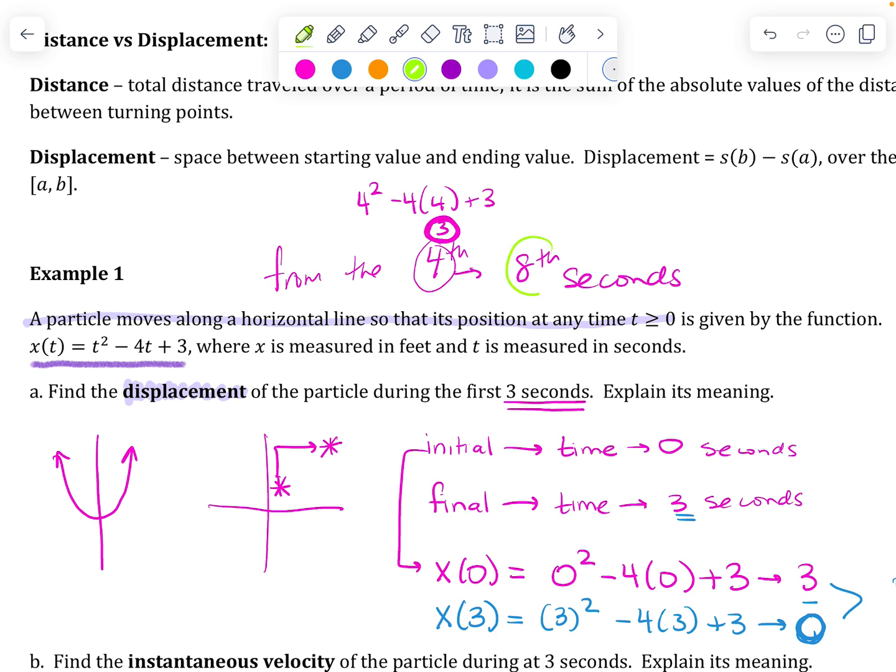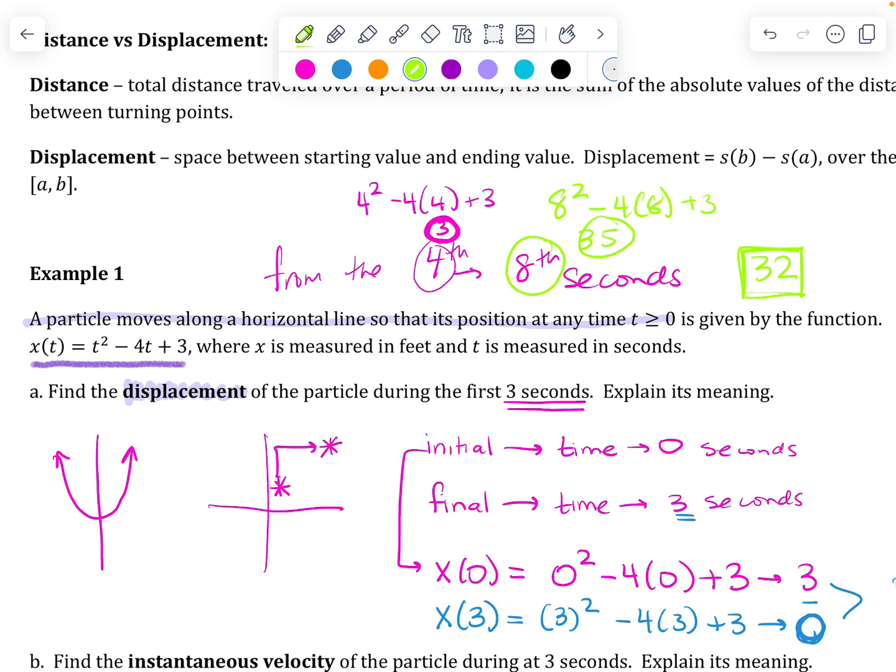Where's the particle at 8 seconds? Sub it in. 8 squared minus 4 times 8 plus 3. 8 squared is 64. 64 minus 32 is 32. Plus 3 is 35. So at 4 seconds, the particle was at 3. At 8 seconds, the particle was at 35. So the displacement between the two would be 32. And that would be my final answer.